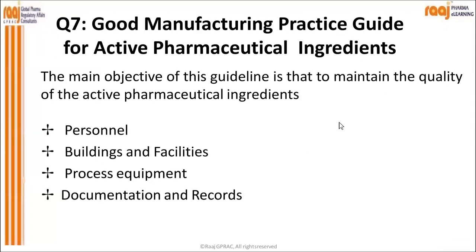Then talk about Q7. Very popular guideline. It talks about the GMP. Correct? GMP always starts from personnel, building, facility, process equipment, documentation, record.